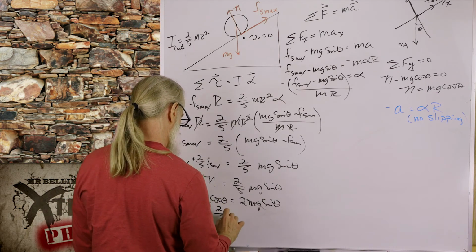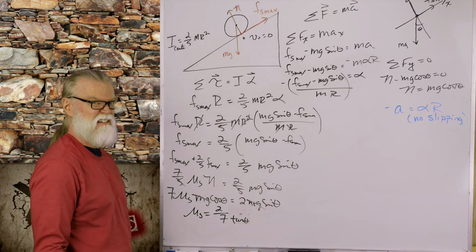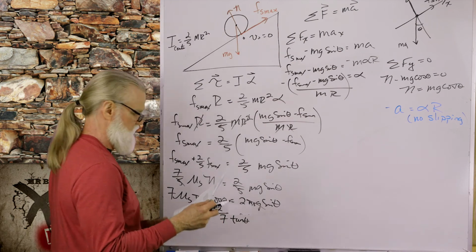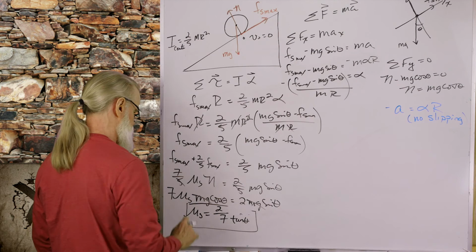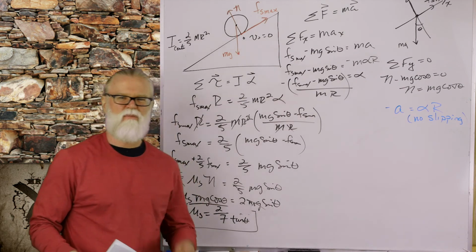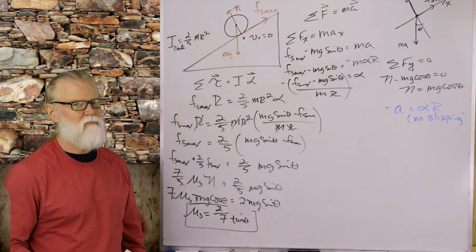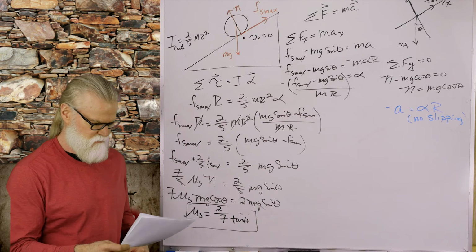All right, so it looks like we got mu s equals 2/7. We got sine over cosine, which is tangent. Mu s equals 2/7 tangent theta. There is our static friction. It's got to be at least that, otherwise it's going to start slipping and sliding. If it's less than that, it's going to slip and slide.